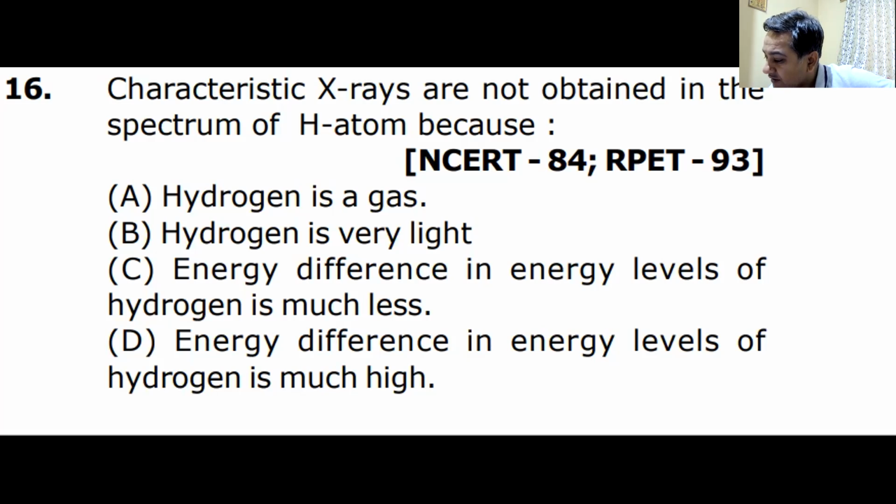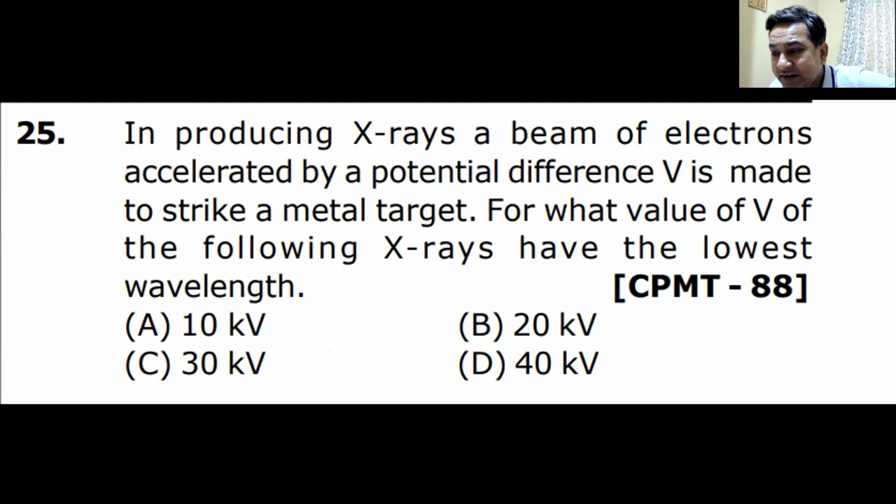See, the questions on X-rays are pretty straightforward. This is CPMT, which is your NEET from way back. In producing X-rays, a beam of electrons accelerated by potential difference V is made to strike a metal target. For what value of V will the X-rays have the lowest wavelength? Simple, straightforward question. Can you give me the answer? Which will have minimum wavelength? I've told this so many times, 50 times, still you can't answer it. It's a shame on me.